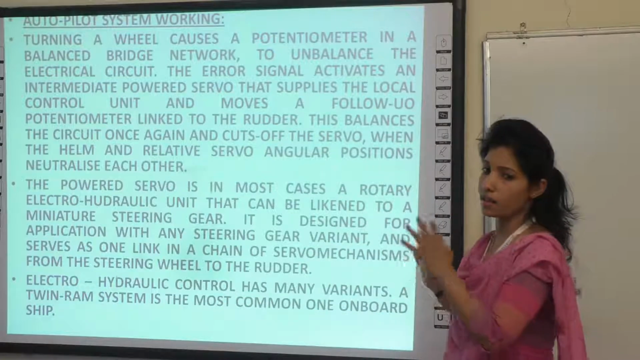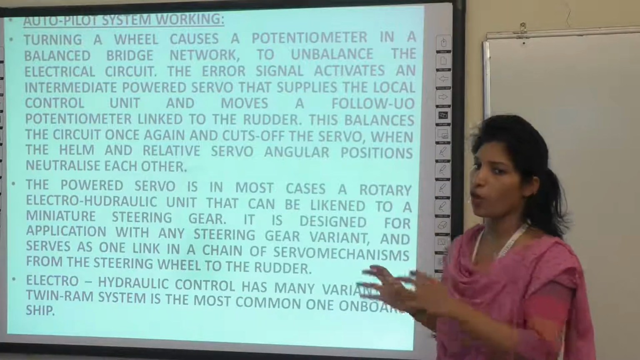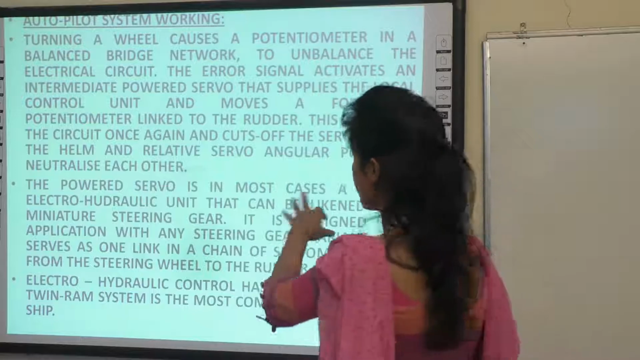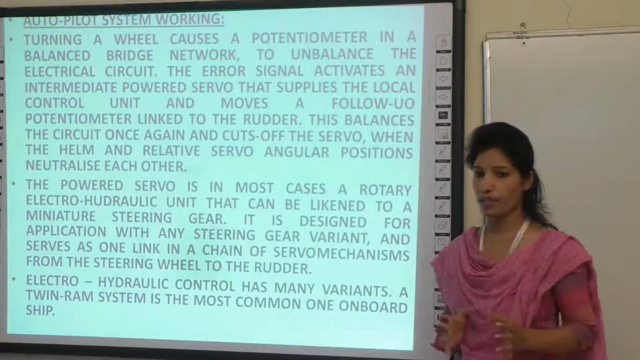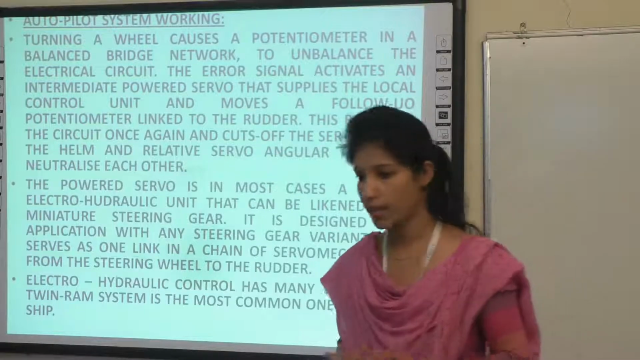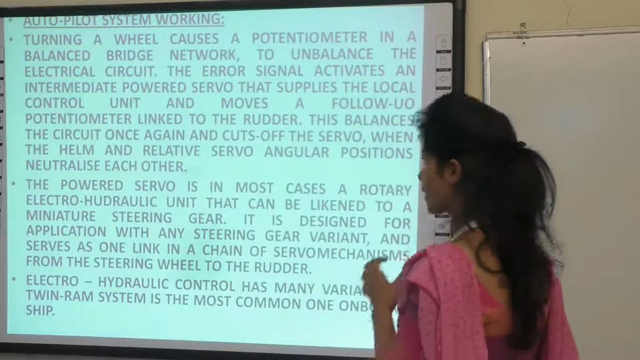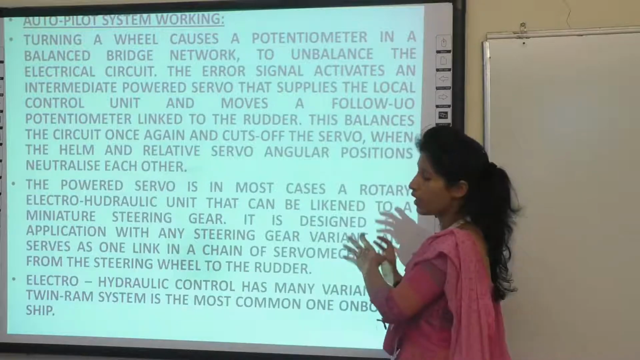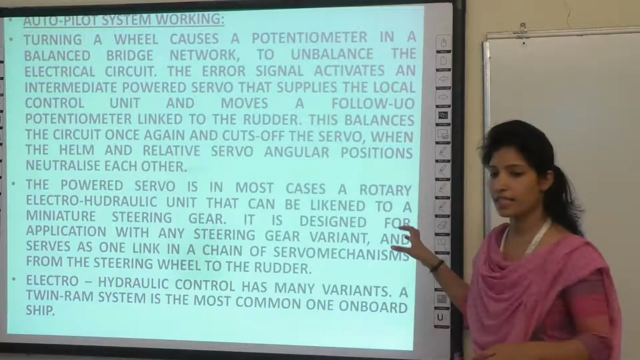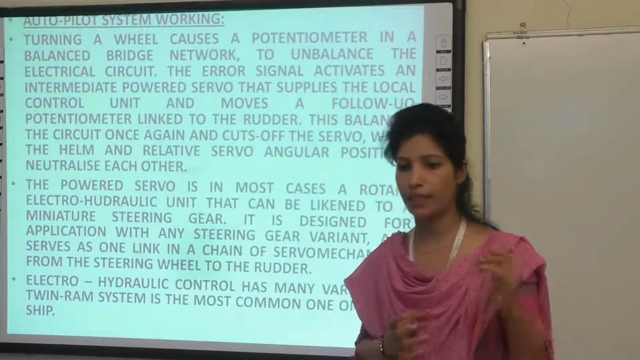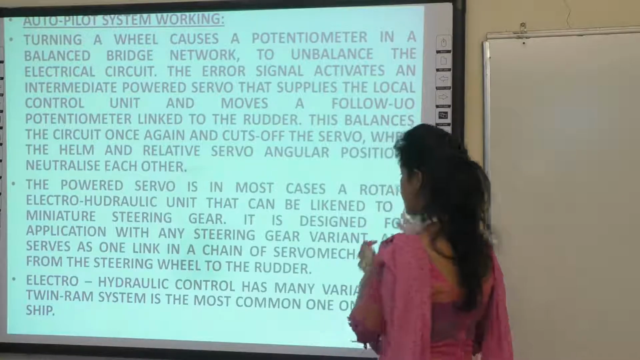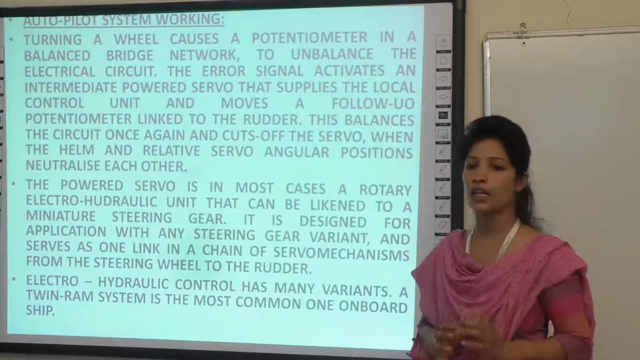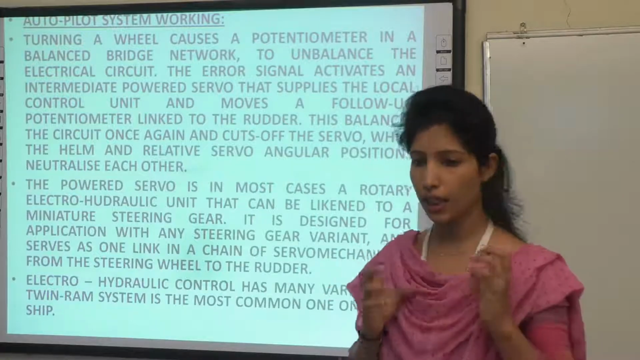The circuit is balanced once again and cuts off the servo when the helm and relative servo angle positions neutralize each other. The power servo is in most cases a rotary electro-hydraulic unit that can be linked to a miniature steering gear. It is designed for application with any steering gear variant, and the servo has one link, a chain of servo mechanisms from the wheel to the rudder.